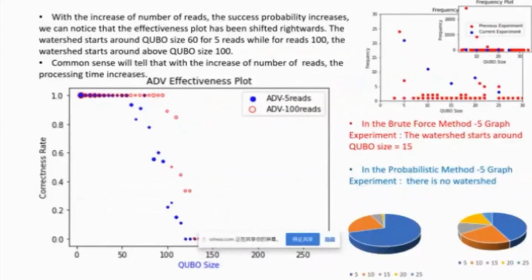Common sense tells us that as we increase the number of reads, the processing time increases. And because we have two kinds of experiments, first is the brute force method, second is the adversarial random generation algorithm. For graph size 5, the watershed of qubit size for the brute force method starts around size 15, while for the probability method for graph size 5, there is no watershed.